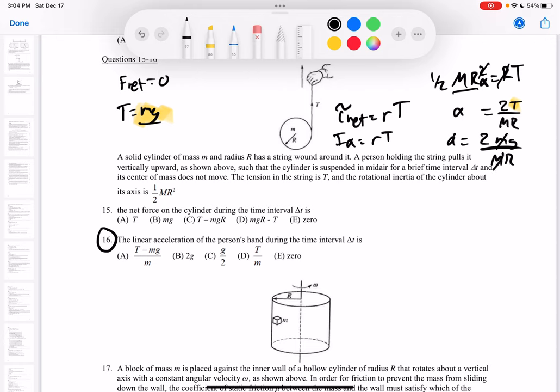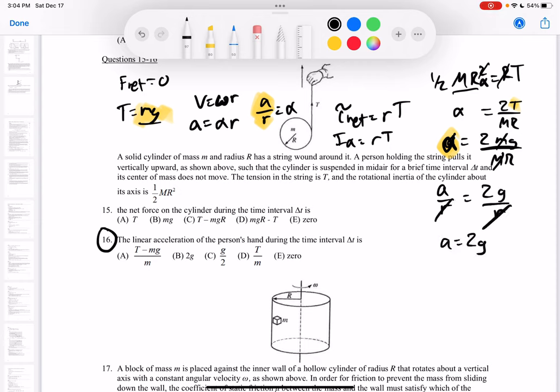So I have my alpha, but I want to find my linear acceleration. Remember, v equals omega r, okay? I'm pretty sure that one's on your formula sheet. And this just changes to acceleration, linear acceleration, is equal to alpha r, okay? So if I have alpha, I have something like this, and I'll go ahead and plug that in for my alpha here. And so I'll have a over r equals 2g over r. So the r's cancel, so a is just 2g. So the correct answer for 16 is just B.